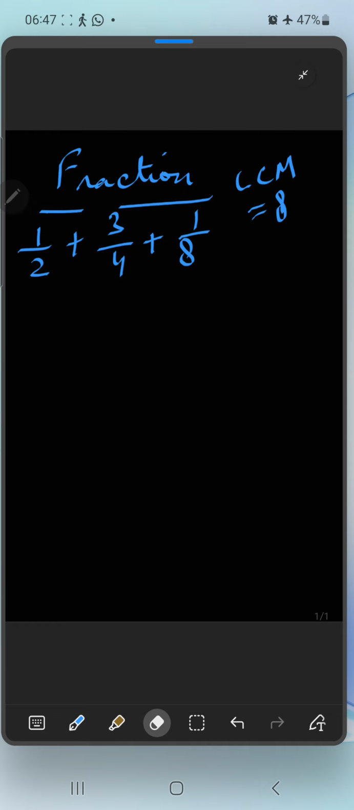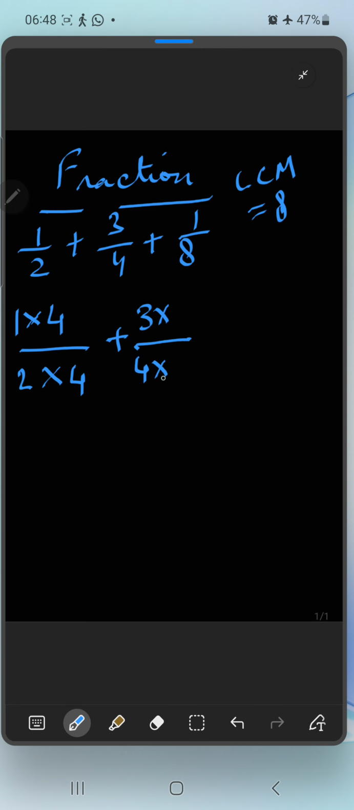Now we have to convert these fractions in terms of the LCM 8. If we want 8 here, we have to multiply by 4, and because we multiplied 4 in the denominator, we also have to multiply it in the numerator. To convert this 4 of the second fraction into 8, we have to multiply with 2. With the same number we have to multiply in the numerator also. And here 8 is already there, so we just have to multiply with 1, and also multiply with 1 in the numerator.